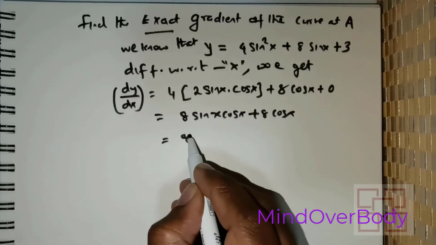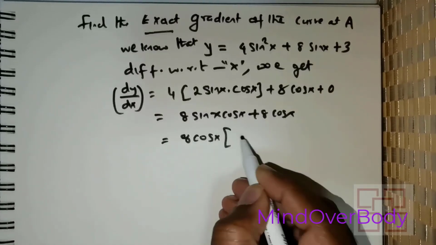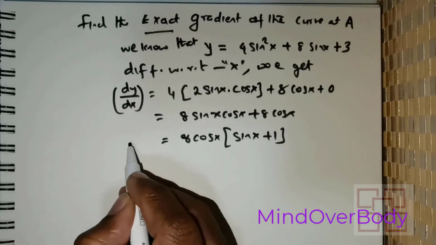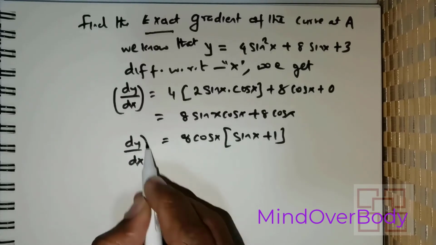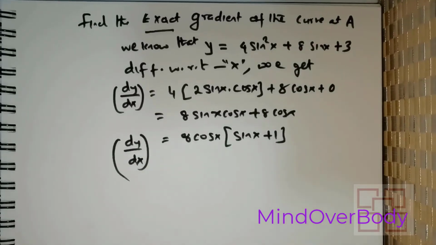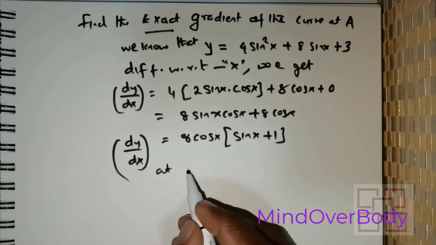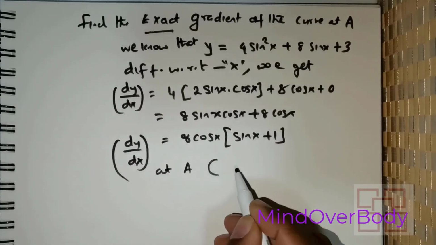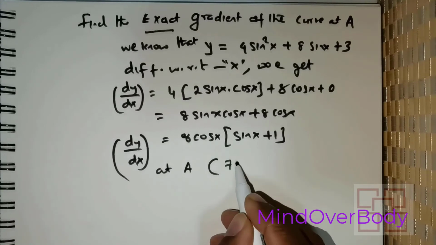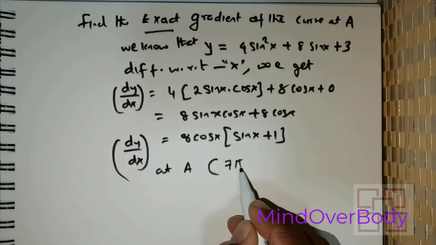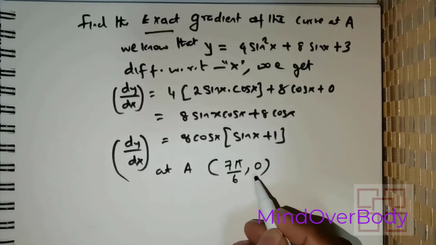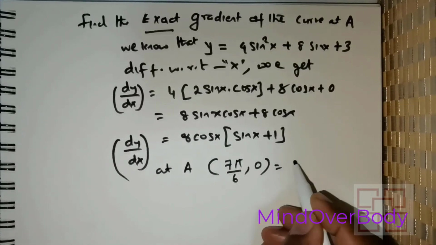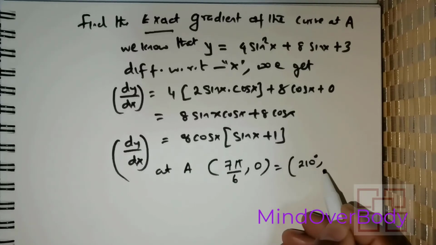If I were to take 8 cos x out, I'm getting sin x plus 1. So this is my dy over dx. Now we are expected to find dy over dx at A. At A we have the coordinates as 7 pi over 6 and the y coordinate is going to be 0. Now this is nothing but 210 degrees, 0.